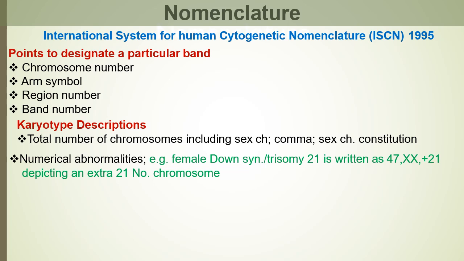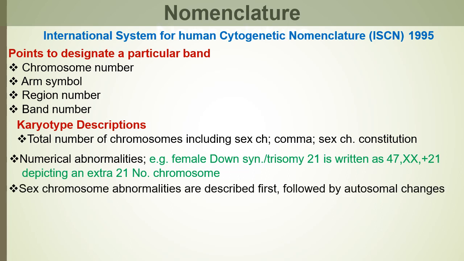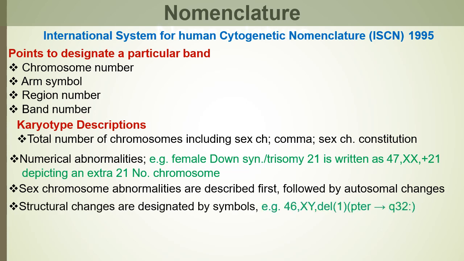To designate numerical abnormalities, say female Down syndrome or trisomy 21, it is written as 47,XX,+21, depicting an extra chromosome 21. Sex chromosome abnormalities are described first, followed by autosomal changes. Structural changes are designated by symbols.